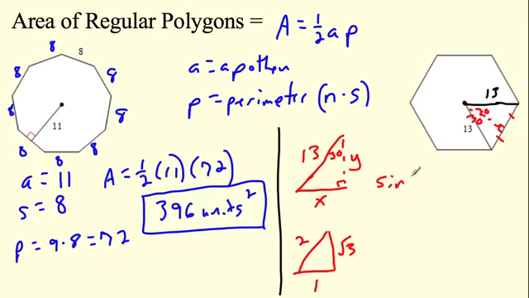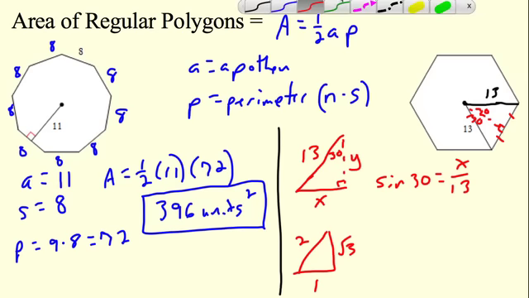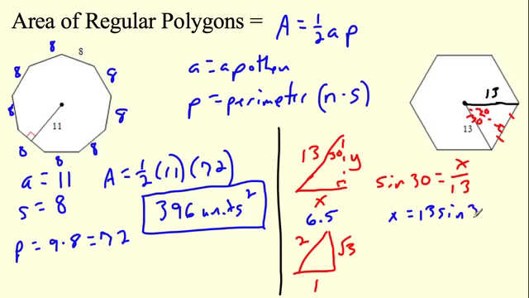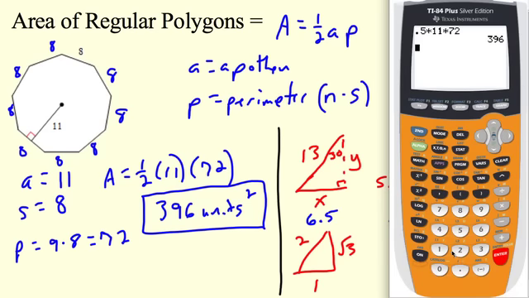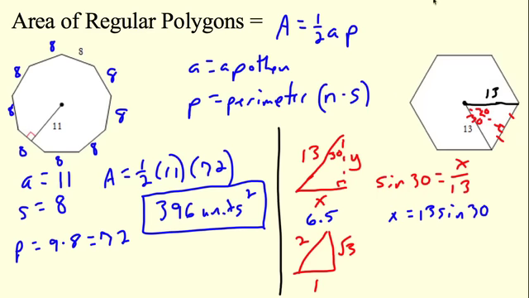It would be the sine of 30 equals what? Opposite over hypotenuse. So that would be x over 13. If you like the exact values and you have a 30, 60, 90, go for it. You're going to get half of 13, so x is going to be 6.5. But the calculator would have told you that too. If you solve this, you get 13 sine of 30. If you like the calculator, sine of 30, and there it is, 6.5. So either way, x is 6.5.